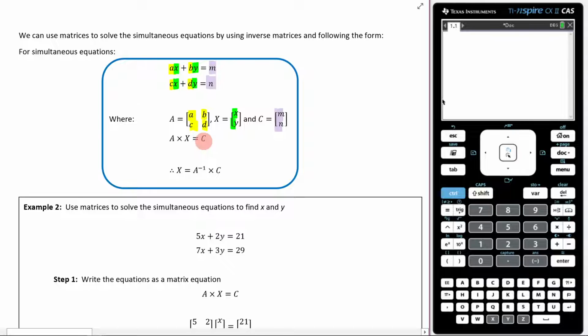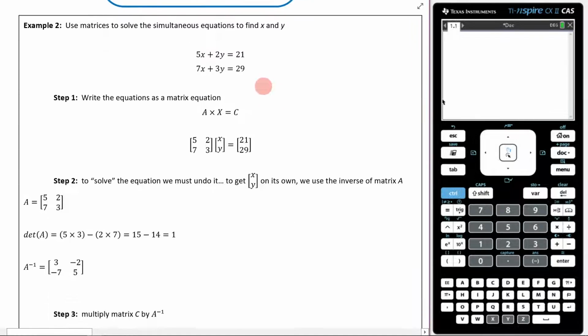Now what we want to do is figure out what x is. In order to figure out what x is, we need to get rid of this A. And in order to do that, we're going to use our knowledge of inverse matrices. And this is what our final answer is going to be. So we're going to talk through now how exactly this works. So let's go through this.